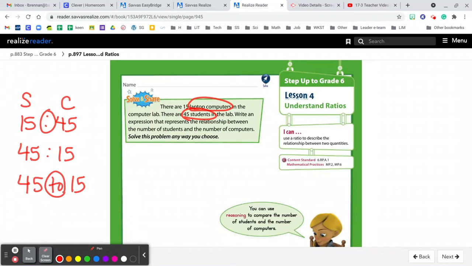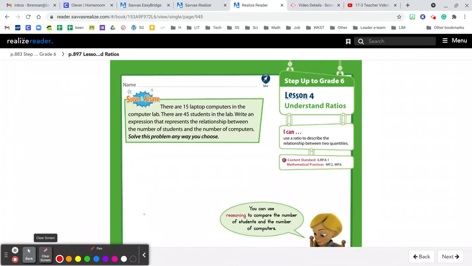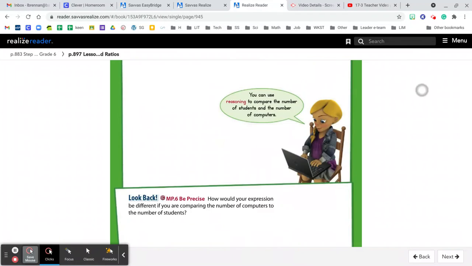You can actually also show this as a fraction. So in this case, our fraction, we're going to divide it by a common factor, and we're going to get 3 to 1. So for every 3 students, there's 1 computer. That's a little bit more advanced. I'll show you that in a minute, how that works. Lots of different ways you can show it.